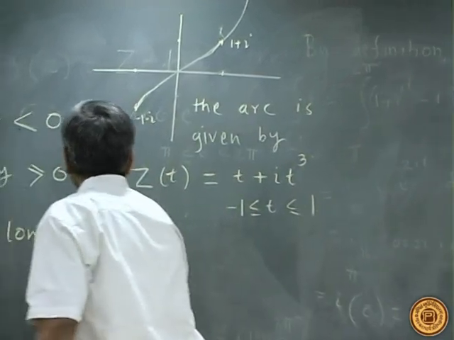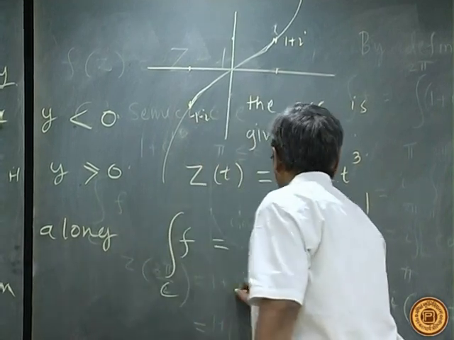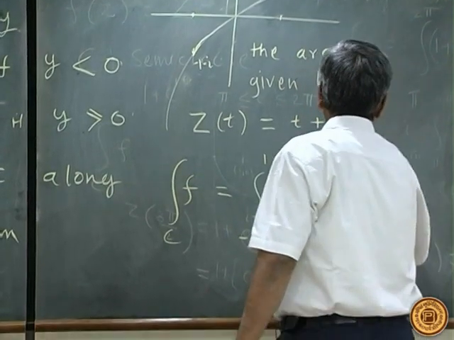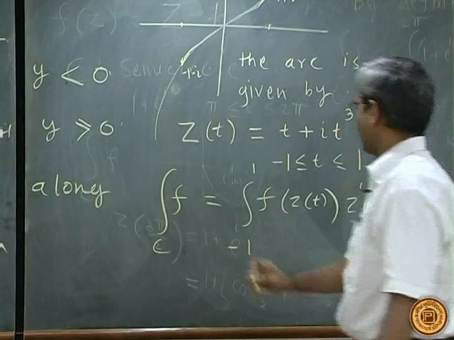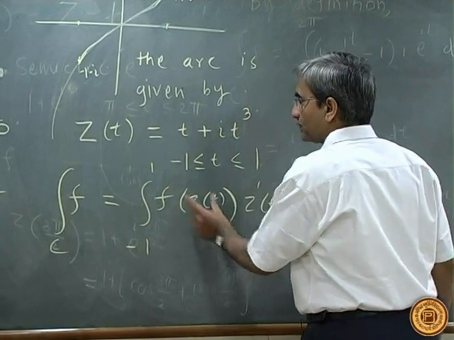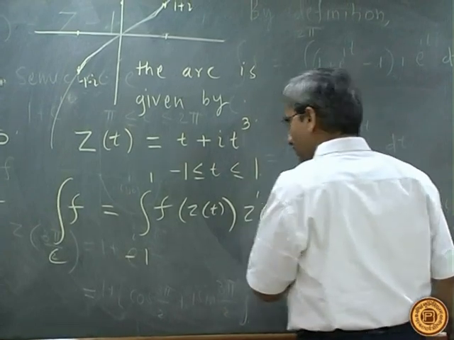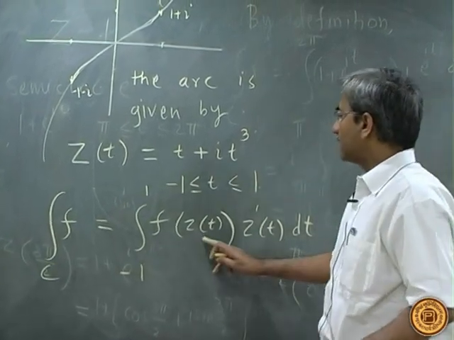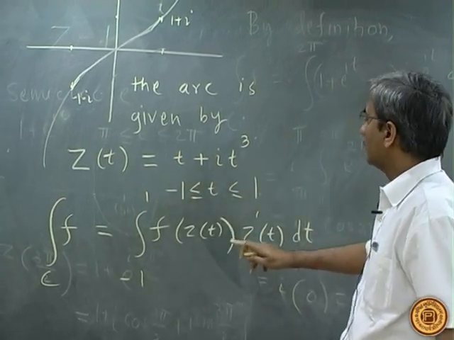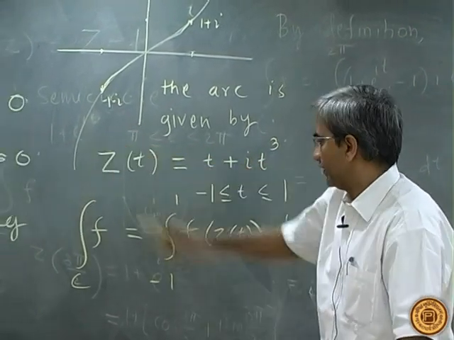Okay. So now the integral of f over C is the integral from minus 1 to 1 of f of z(t) into z prime of t dt. That is our definition, that in place of z you put z(t), and then you have to do z prime of t dt. So what is z(t)? It is t plus I times t cube. But then what is f of that is according to how f is defined. Okay.